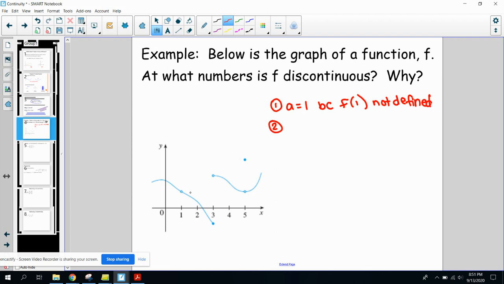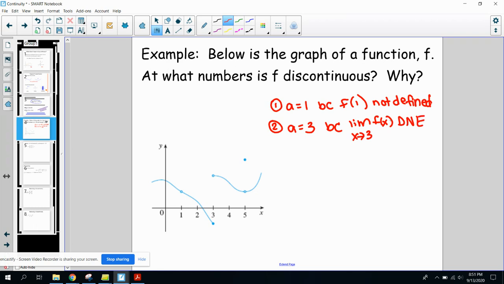And as we're going from the left, we get a discontinuity at 3 because we have a jump discontinuity, and it goes back up there. So a equals 3 is a discontinuity. And based off of our 3 reasons, why is this a discontinuity? Well, in this case, the limit as x approaches 3 of f of x does not exist.